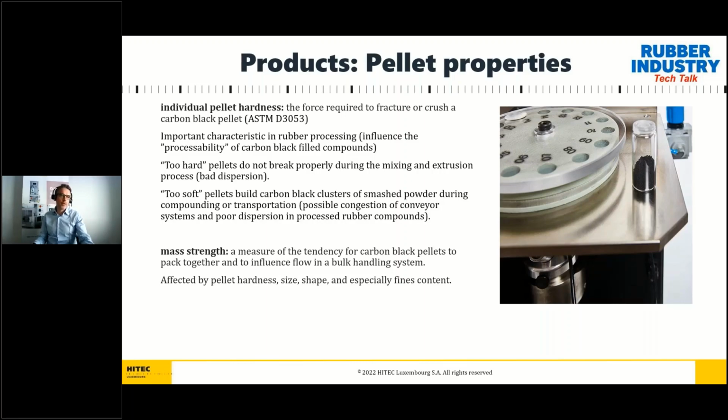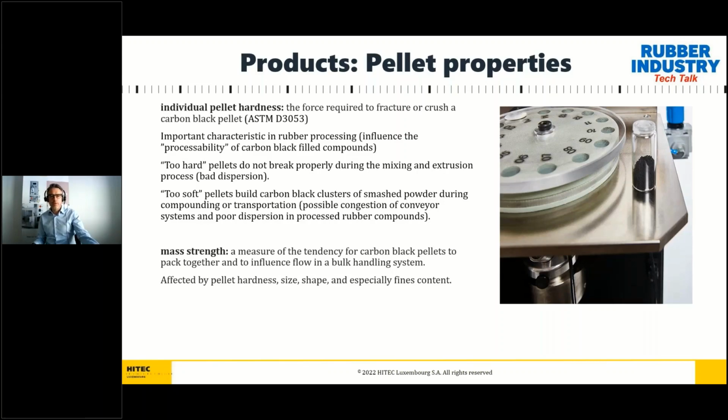The second characteristic when we speak about pellet properties is the mass strength. Mass strength is the measure of the tendency of carbon black pellets to pack together and to influence the flow in a bulk handling system. This characteristic is affected by pellet hardness, size, shape, and especially by fines content.